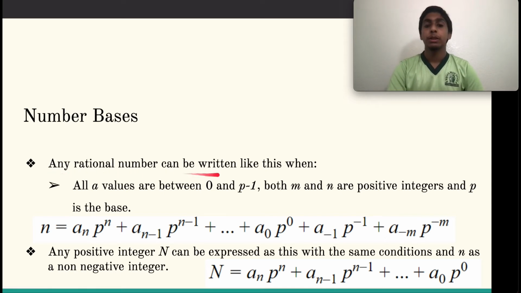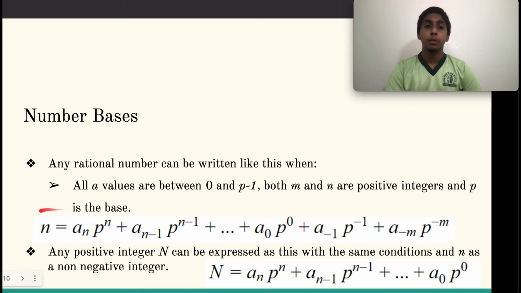Any rational number can be written like this, where all the a values are between 0 and p minus 1, both m and n are positive integers, and p is the base. So if p is base 10, then you just plug in 10 for all these. This is your first a value, your last a value, your second to last a value, and so on, until you get to your a to the negative nth value. And we're multiplying by p to the power n, p to the power n minus 1, and so on until we get to p to the power minus n.